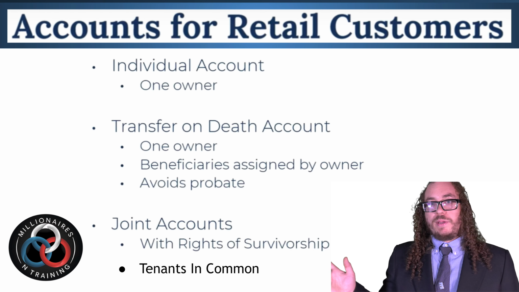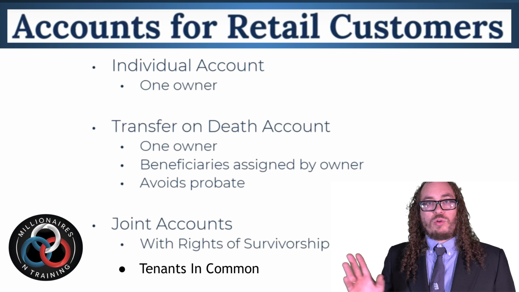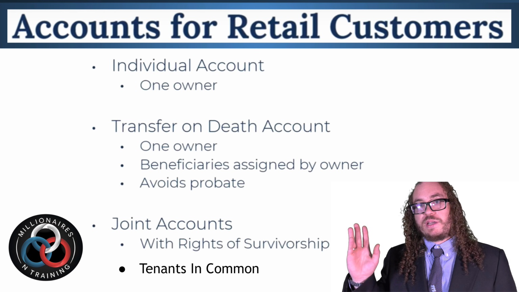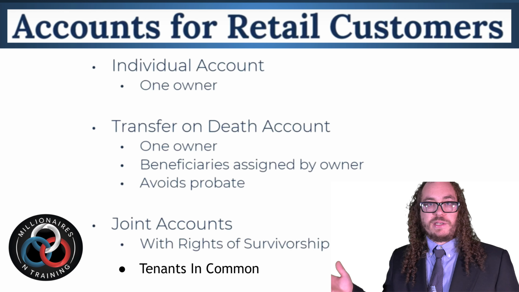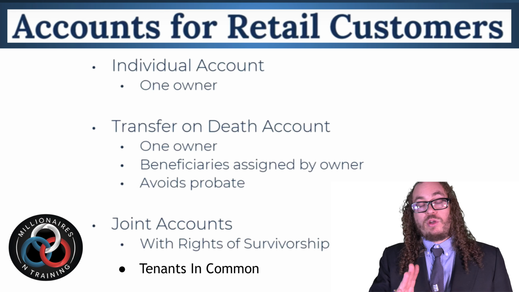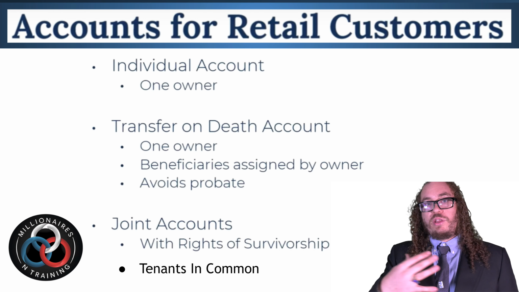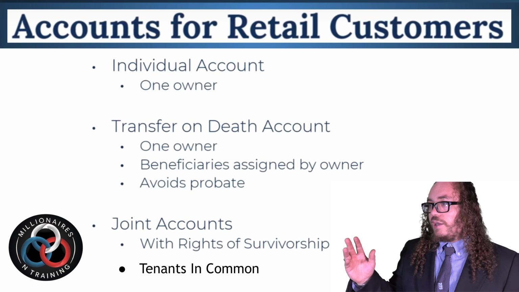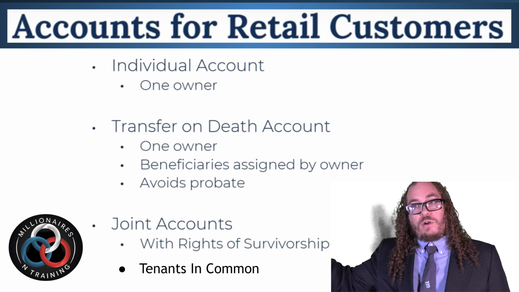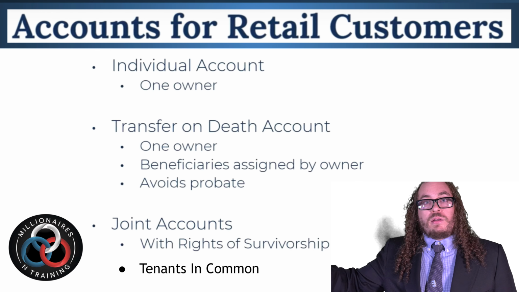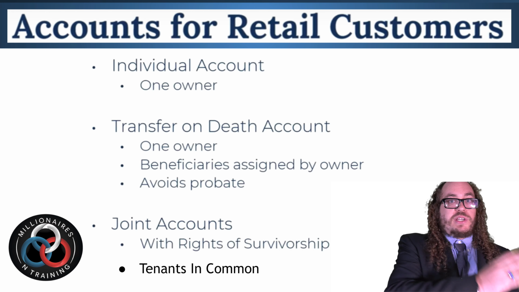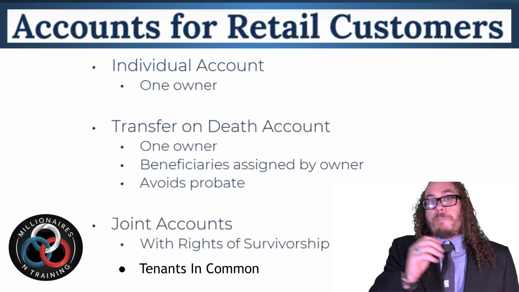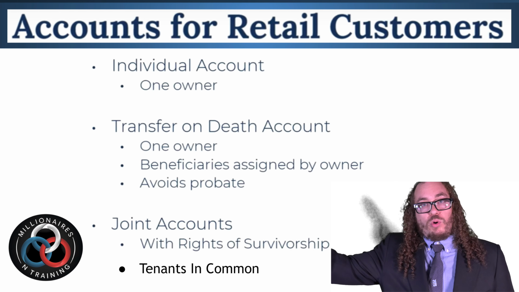With a tenant in common account, each owner owns a certain percentage of the account based upon their investment. So if I had a joint account with someone else and I put in 30%, and let's say John Doe put in 70%, my beneficiaries get my 30% of the account from my portion. John Doe will retain their portion.